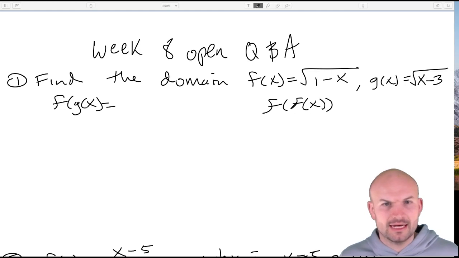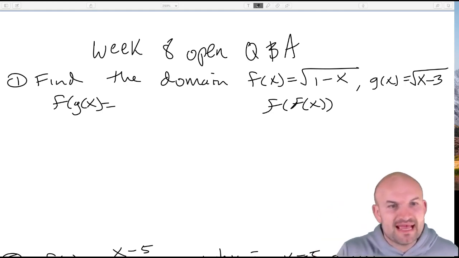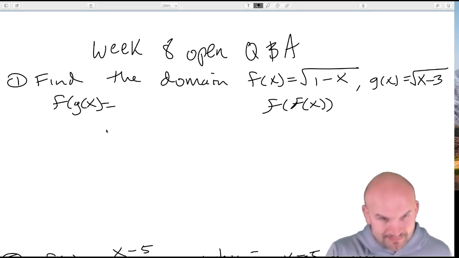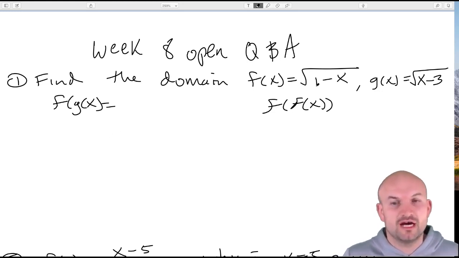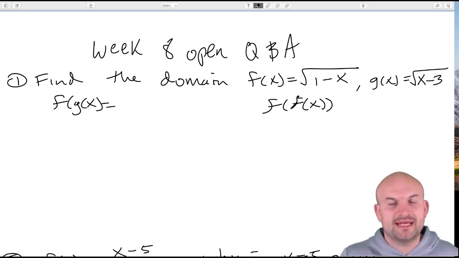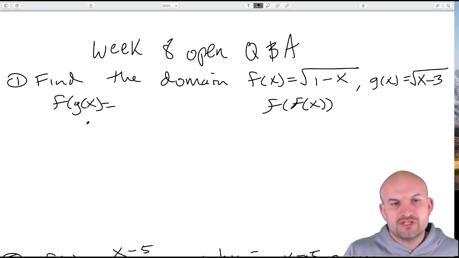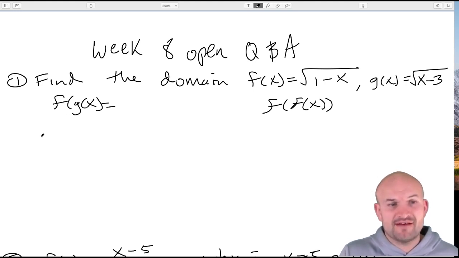All right. So finding the domain. Now, there's a lot of different ways we could go about this. I think the main idea when finding the domain is that you want to make sure you can identify the domain of square roots, and then also how to identify the domain of composite functions. So the first thing is let's find the domain of f of x and g of x just separately. Let's just kind of cover that.